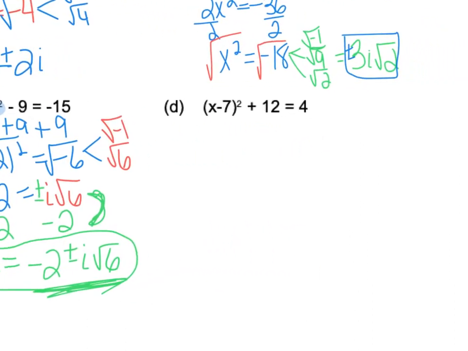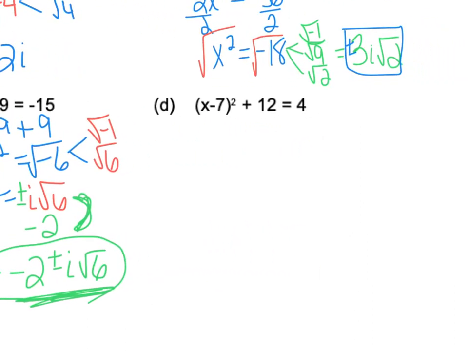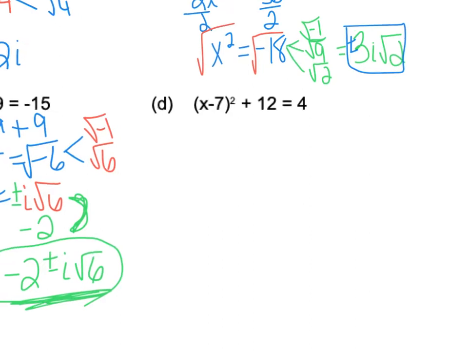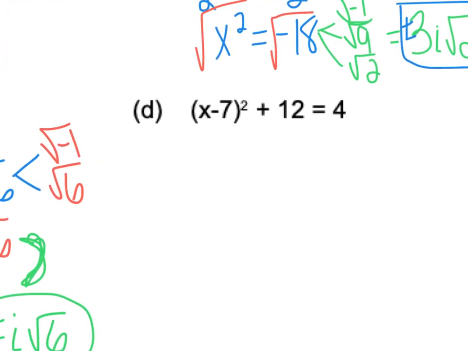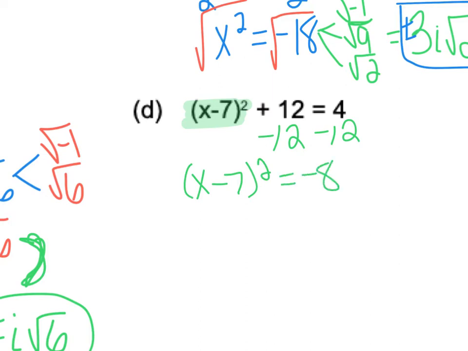So let's look at how another one might look. x minus 7 squared plus 12 equals 4. Again, I need to get my squared term all by itself first. So I'm going to subtract 12 from both sides, and I get x minus 7 squared equals negative 8. I need to take the square root of both sides, and I have x minus 7 over here.